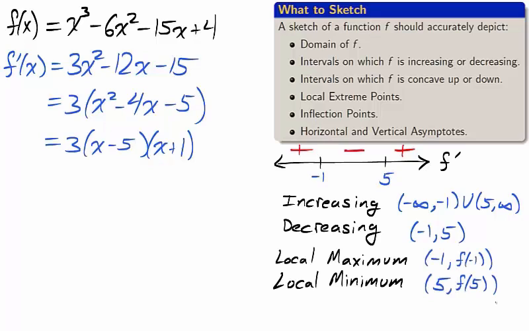And using the first derivative test, as f prime goes from positive to negative at -1, (-1, f of -1) is a local maximum point. And as f prime goes from negative to positive at 5, (5, f of 5) is a local minimum point for f.